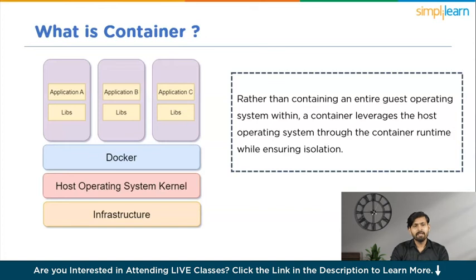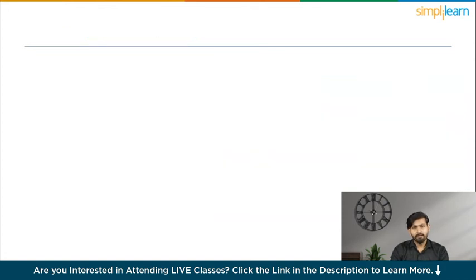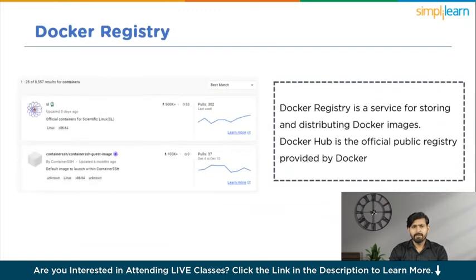Now we will move on and understand Docker registry. So guys, Docker registry is a service for storing and distributing Docker images. Docker Hub is the official public registry provided by Docker, where users can find and share Docker images for a wide range of applications and software stacks. Additionally, organizations can set up private Docker registries to store proprietary or sensitive images internally. Docker registries allow users to push, pull, and manage Docker images, facilitating collaboration and deployment workflows. So guys, this was all about the basics of Docker.